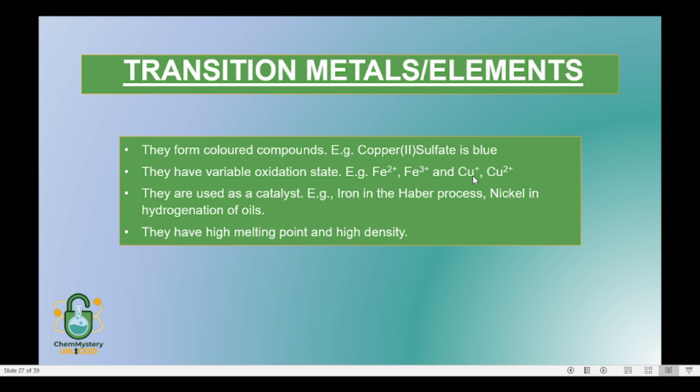They are used as a catalyst. Transition elements are used as a catalyst. For example, iron is a transition element, so it is used in the Haber process. Nickel is also a transition element. It is used in hydrogenation of oils. Another key point is they have high melting point and high density.